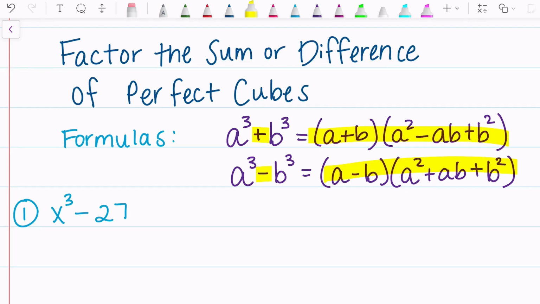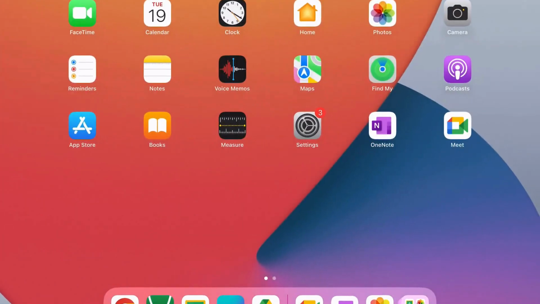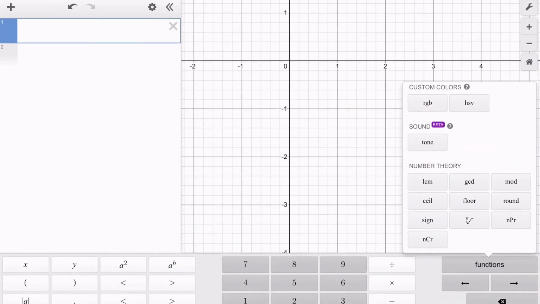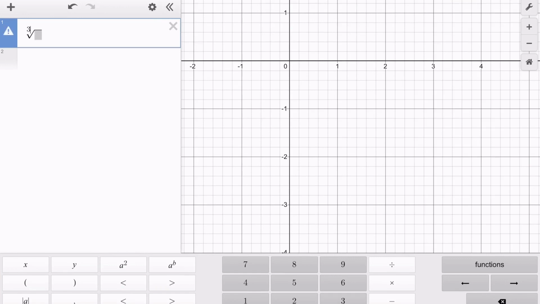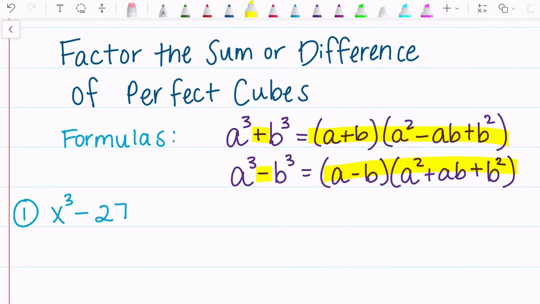Now let's say it was a number that might not be so obvious. You can just go to your calculator. I'm going to use Desmos, click on the cube root button, and type in 27, and it tells me that the cube root is 3. So in this situation, the formula I'm going to use is the difference formula, and my a value is just x, and my b value is 3. And I'm going to follow this formula.